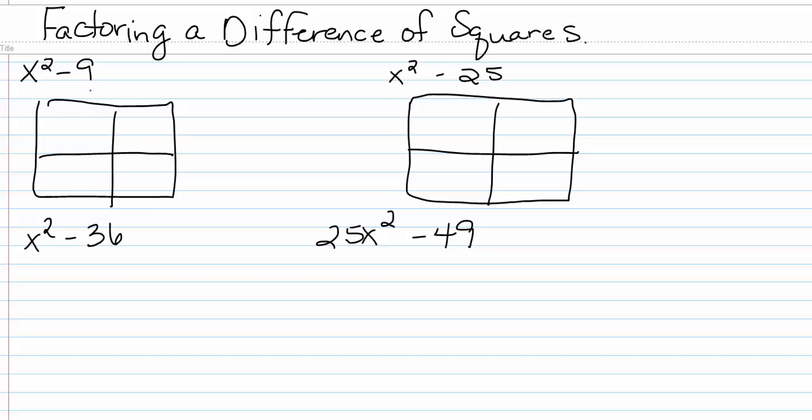Okay, we're going to continue to factor polynomials, but this time we have some special situations. We have a difference of two squares, and there's only two terms in the polynomial this time. So let's see what happens when we factor these.